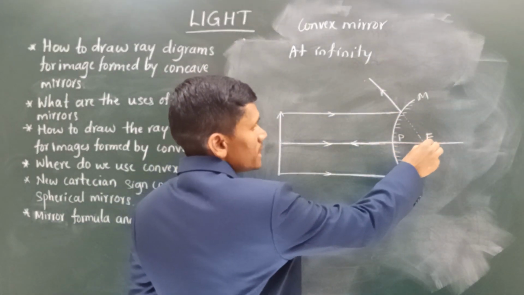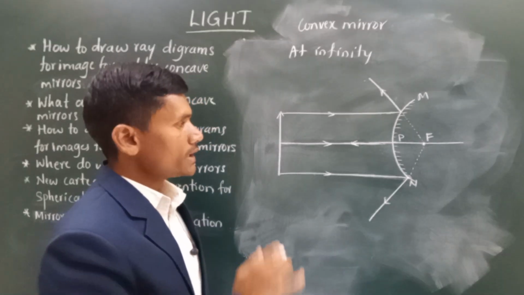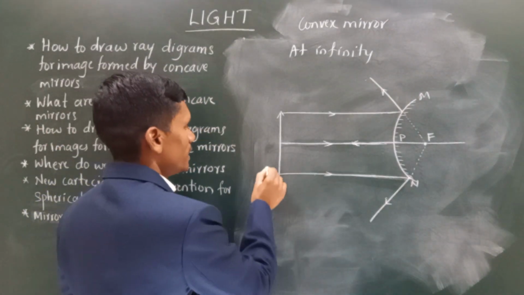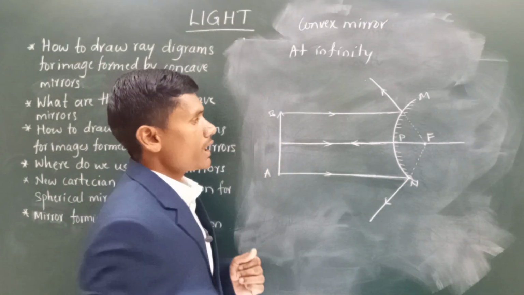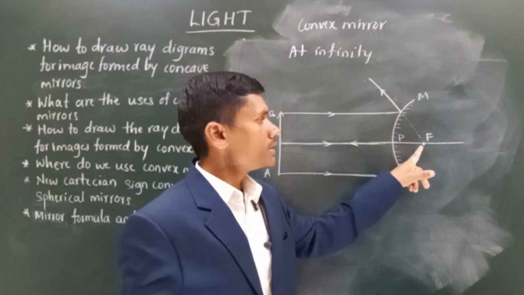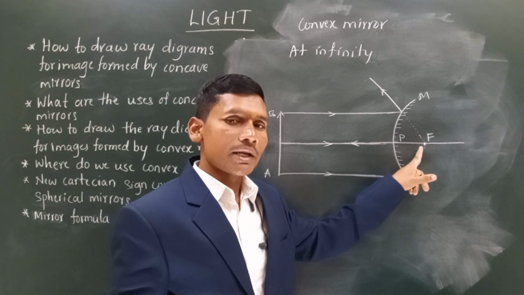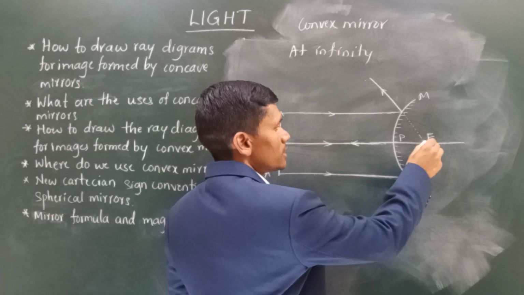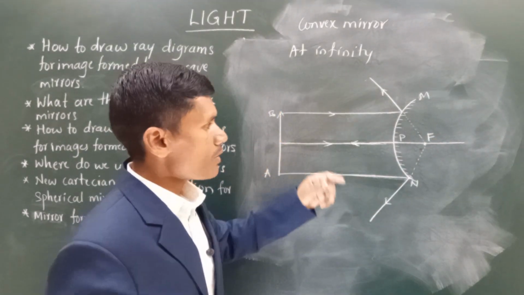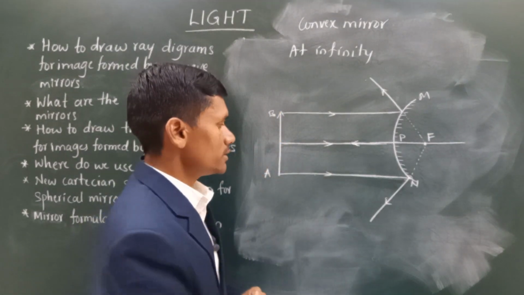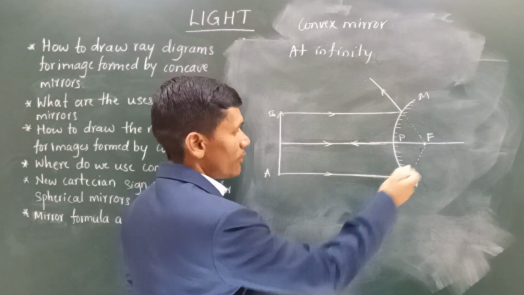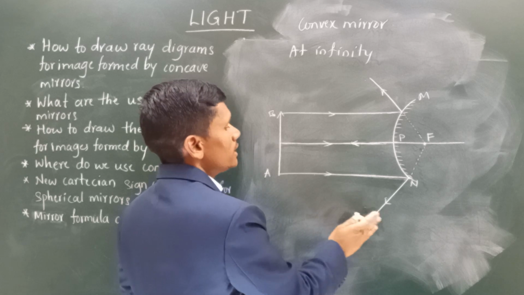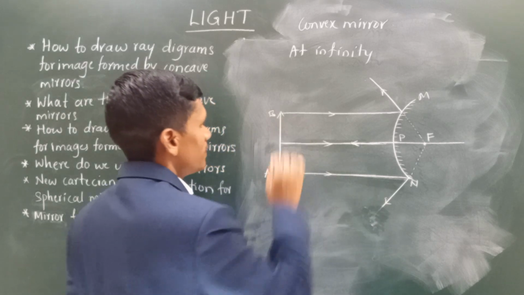How is it? It is highly diminished image when the object is at infinity. And what is the nature? It is virtual and erect. In case of convex mirror, the image formed is virtual and erect. It is formed at focus. When the object is at infinity, the image is formed at the focus. This is when the object is at infinity.